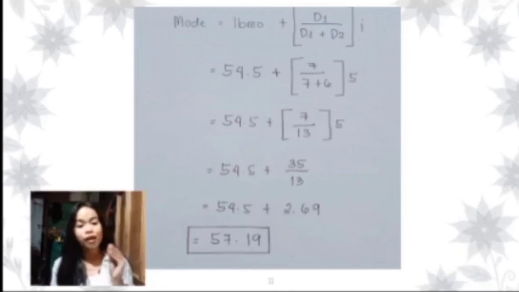And then lastly, we have the total, 57.19. So 54.5 plus 2.69 is equal to 57.19. So therefore, the mode is 57.19. So that will be all.